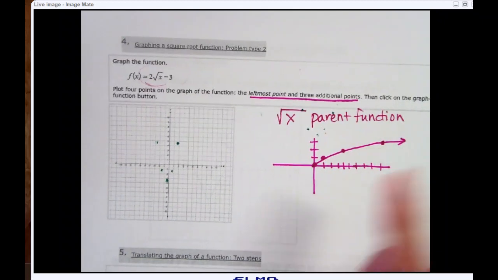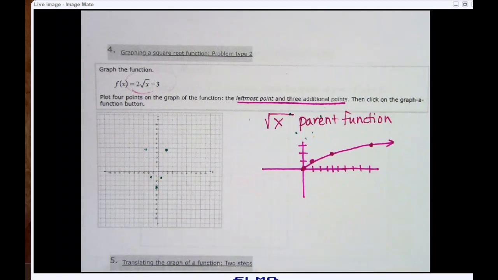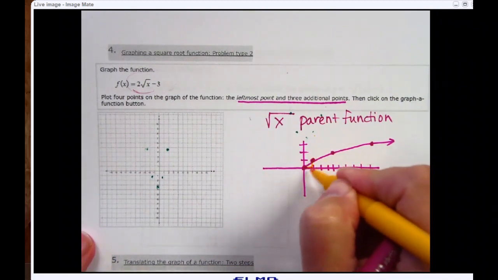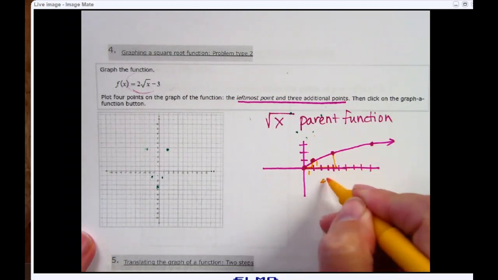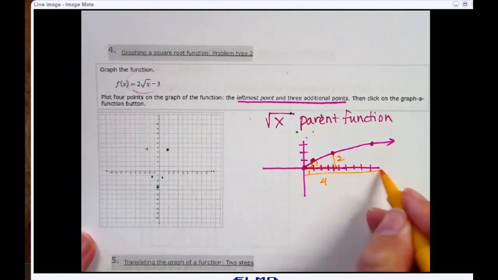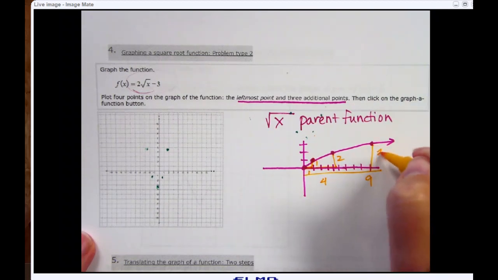Why don't I have any numbers on the left? I can't take the square root of a negative number. Perfect. We end up in the complex plane. Perfect. Love it. Is it nice to have these marked over 1, up 1? And then this one is 4, 2. And this one is 9, 3.